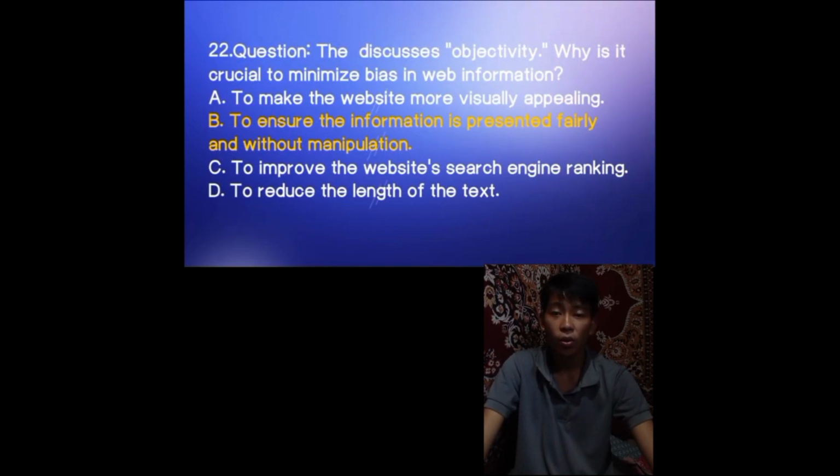And for 22, the answer is letter B. To ensure the information is presented fairly and without manipulation. So objectivity ensures the information is presented impartially, preventing manipulation or distortion of facts.